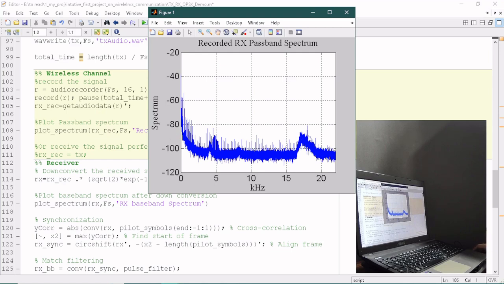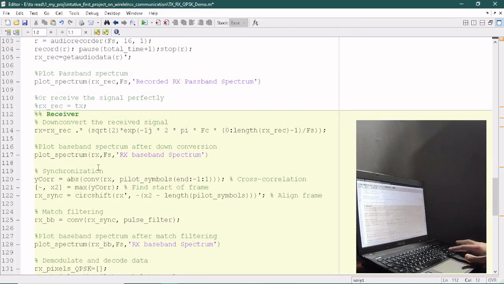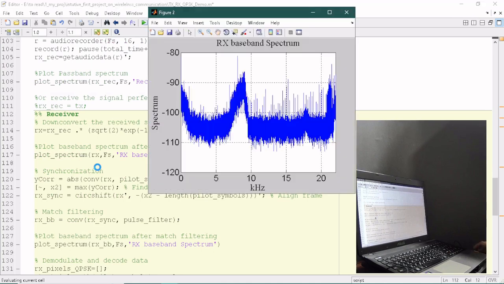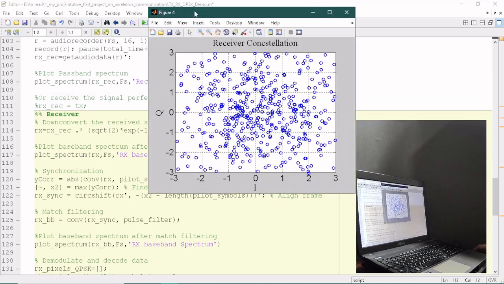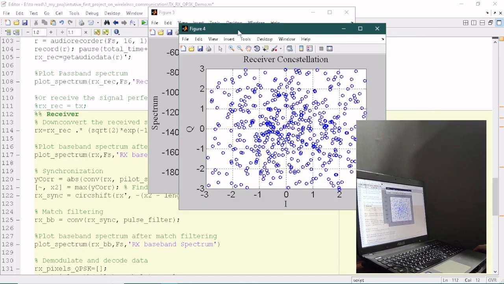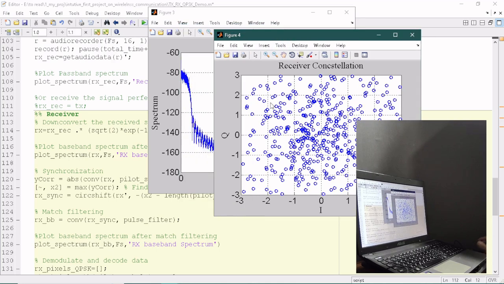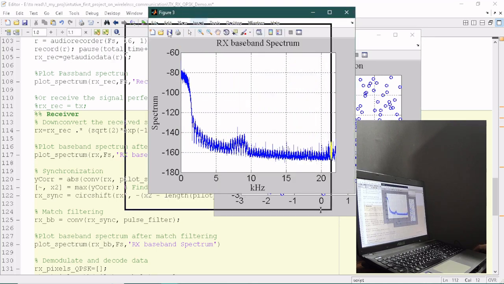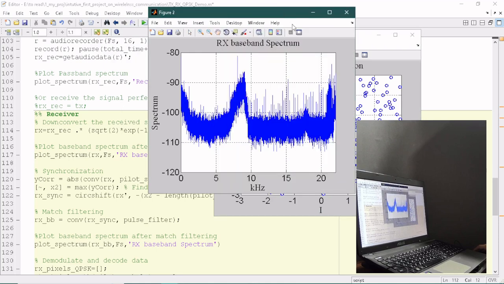Notice this is the received spectrum. It's very little power around the carrier frequency that we use. Let's run the receiver algorithm. Notice the constellation diagram is very noisy. So just by seeing this constellation diagram, we can have some intuition that maybe we will not receive the images perfectly. This is after match filtering, and this is after down conversion.